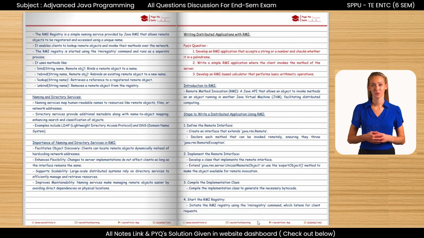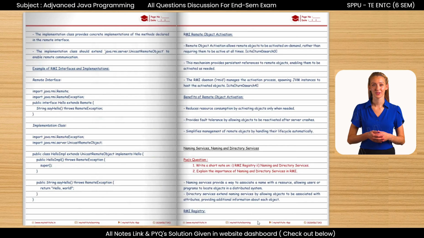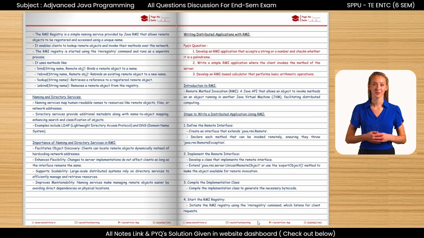Now, let's move on to our next topic, which is the importance of naming and directory services in RMI. From this topic, we can expect the question like, explain the importance of naming and directory services in RMI. Naming and directory services simplify remote object management by allowing objects to be registered with meaningful names, making them easier to access and use in distributed applications.